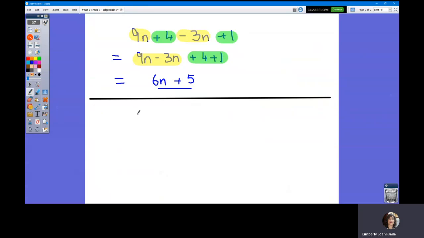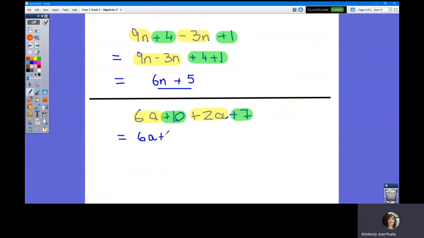Okay, so we have 6a plus 10 plus 2a plus 7. Okay, so the first step is that we can highlight the same terms and bring them together. So we have 6a and positive 2a, they belong together. Positive 10, positive 7, they belong together. So let's regroup, let's collect the like terms.